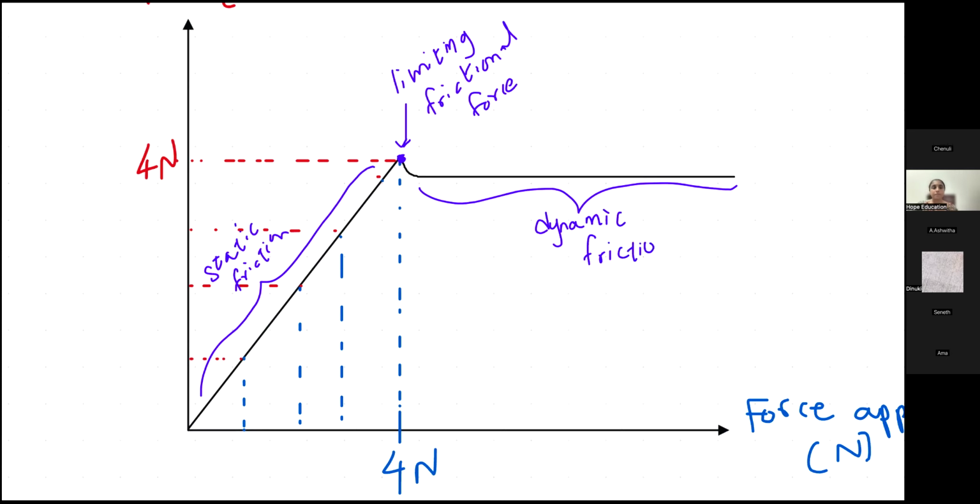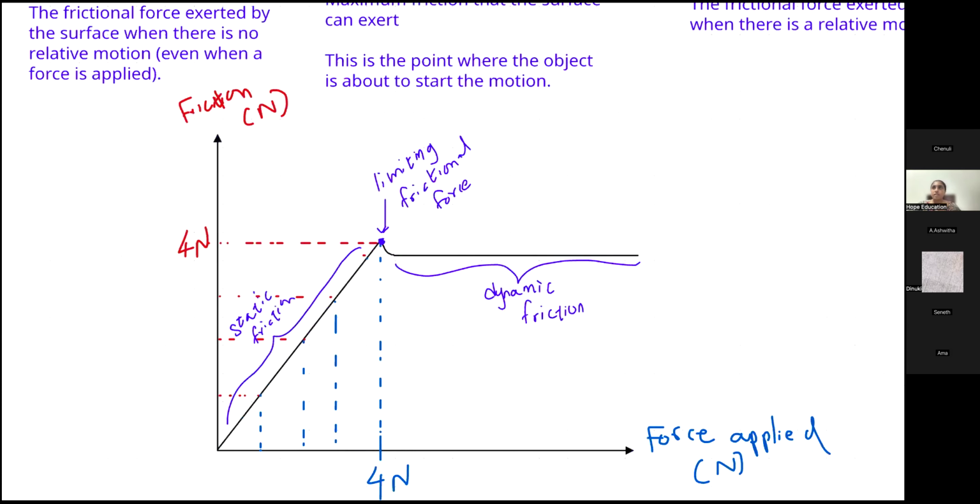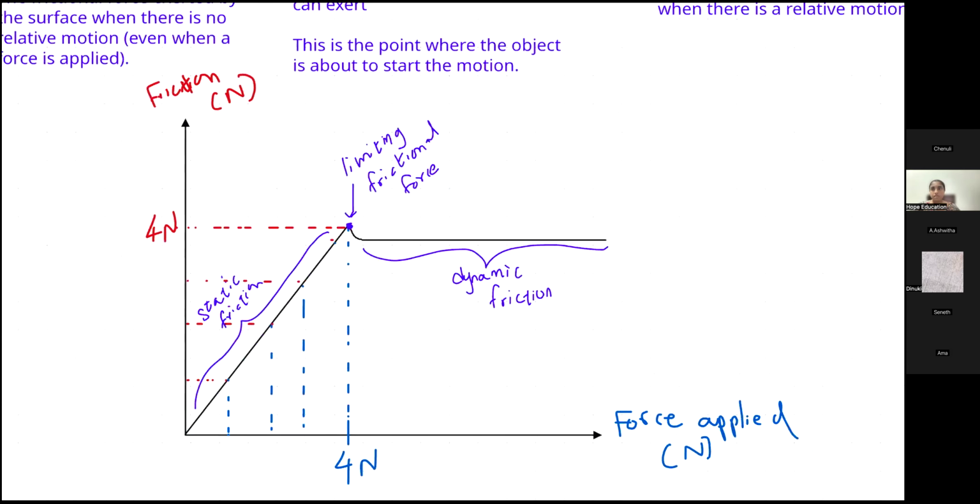Quickly draw this graph, kids. Quickly draw this graph. Then there's a small theory part and then friction is done.